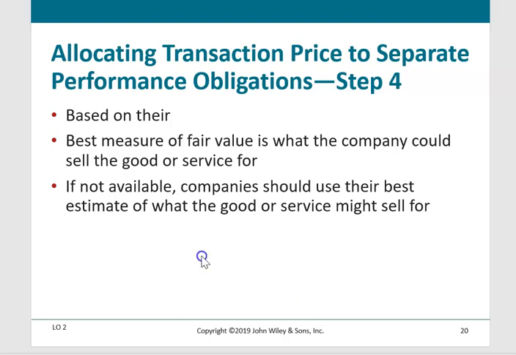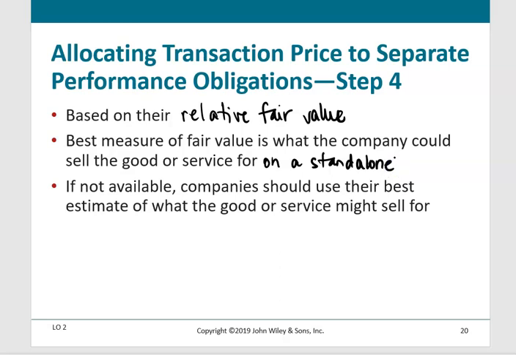Here's our accounting rule that we need to determine the transaction price by. It's going to be based on the various performance obligations' relative fair values. So in my example, what is the fair value of that phone on a standalone basis? What is the fair value of that 2-year service contract? Let's look at each one as a proportion of the total fair value of that contract. The best measure of fair value is what the company could sell the good or service for on a standalone basis. Just as I mentioned, looking at that sale of a phone on a standalone basis and the price of the service contract for 2 years on a standalone basis.